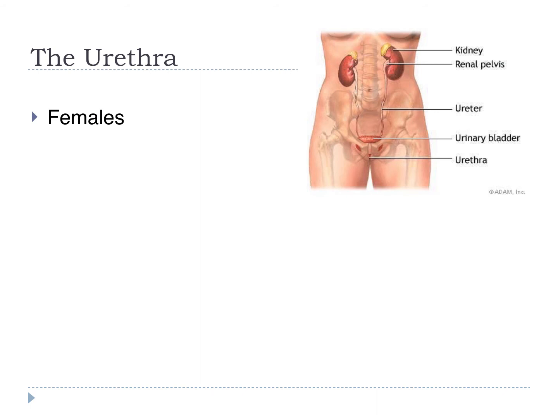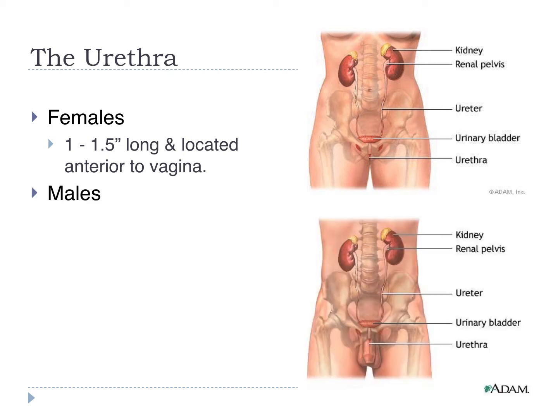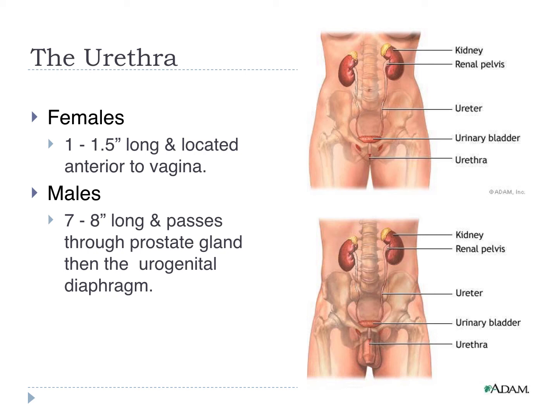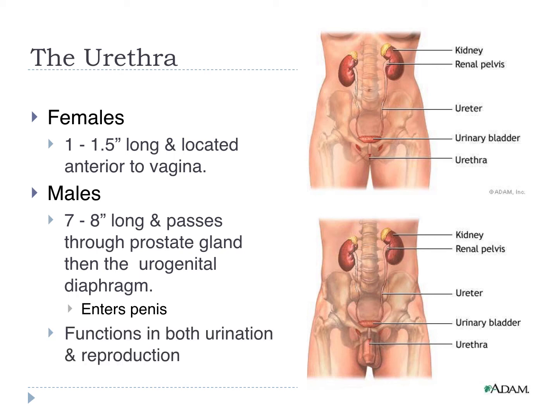In females, it's about a 1 to 1.5 inch long tube located anterior, or toward the front, of the vagina. In males, it's about 7 to 8 inches long because it has to pass through the prostate gland, then the urogenital diaphragm, where it enters the penis and extends from the beginning all the way to the end. The male urethra is overly important because it functions in both urinary and reproductive systems. However, fun fact, it cannot do both at the same time.